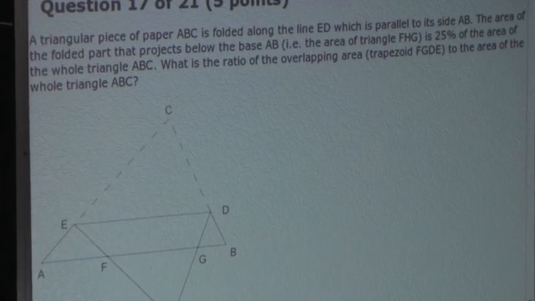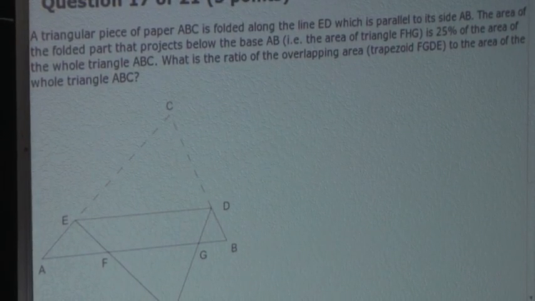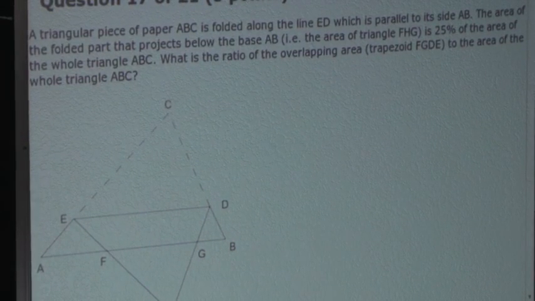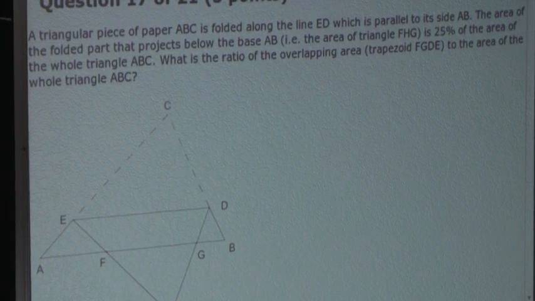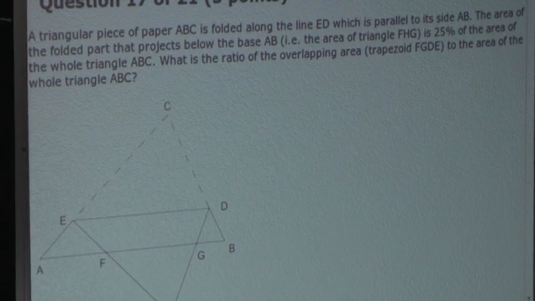which is parallel to its side AB. The area of the folded part that projects below the base AB, for example the area of triangle FHG, is 25% of the area of the whole triangle ABC. What is the ratio of the overlapping area, trapezoid FGDE, to the area of the whole triangle ABC?